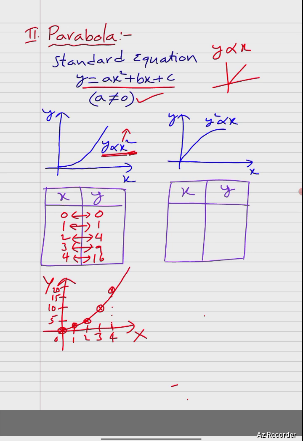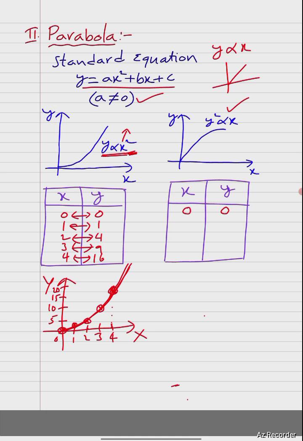Now look at the graph. The graph comes like this, a parabola. An upward parabola. Now look at another shape here, which is y square proportional to x, or x proportional to y square this time.